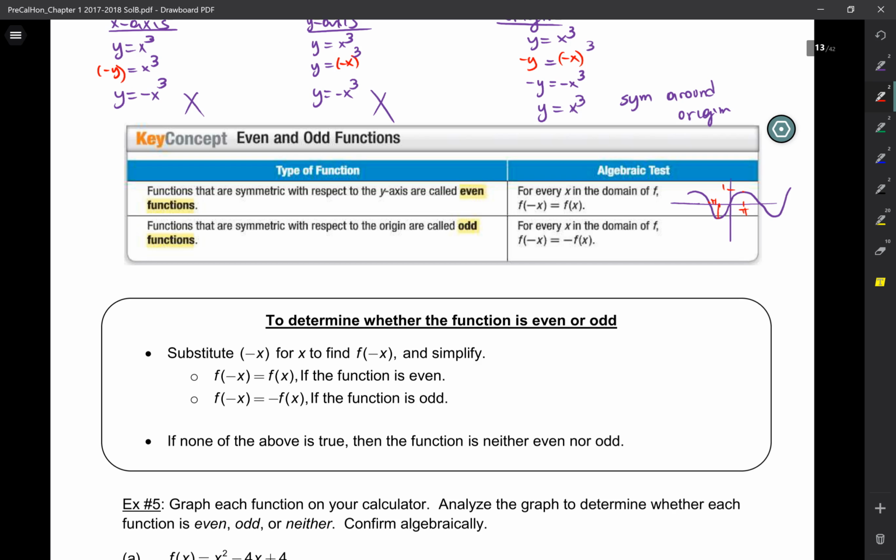Remember that? What about for the cosine? So that's an odd function. For the cosine it's going to stay the same. If I go to positive pi or negative pi, we're going to get the same value. So that's an even function.